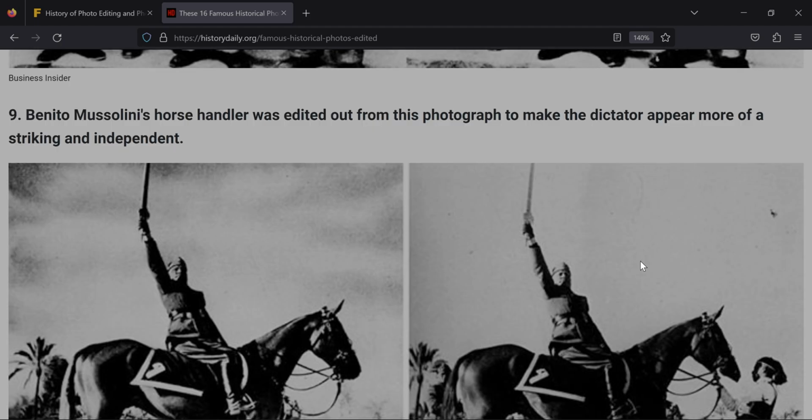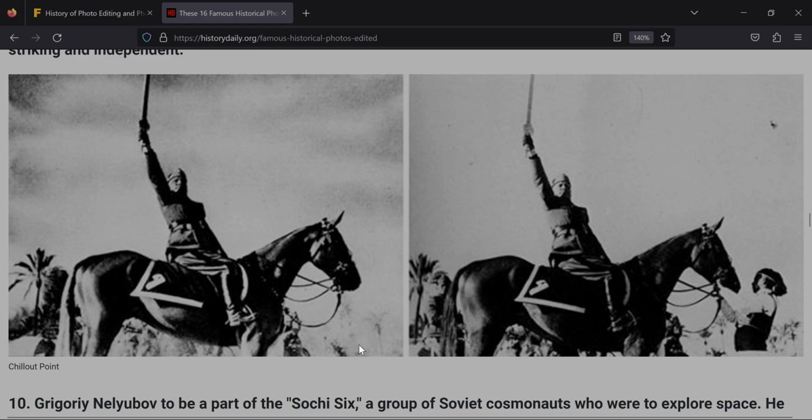Mr. Wannabe Dictator himself, Benito Mussolini's horse handler, was edited out from this photograph to make him appear more striking and independent. This looks like he's charging into battle, and this looks like someone's let him have a go at the zoo. But absolutely incredible, isn't it? That they can edit out people. And you wouldn't have believed that that was possible until you look into it, and then you find that it was quite a common practice.